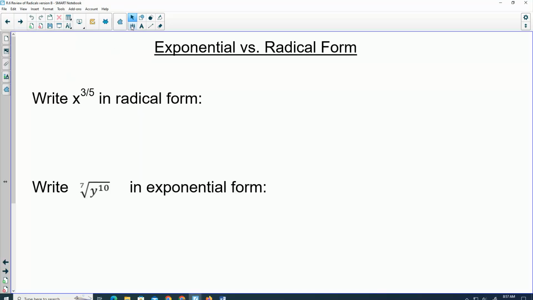If I said x to the 3/5, that's written in exponential form right now because it has an exponent. If I ask you to write it in radical form, that means write it so we have a radical. What would that be? Which number goes out here? The denominator. So 5, so we call it the 5th root. And you can either put the cube under the radical or outside. Okay. I'm not going to require you to write me both, so it's an either or thing. Either of those would be fine.